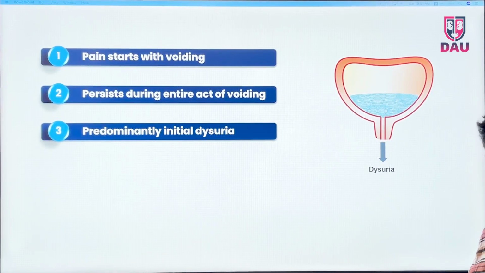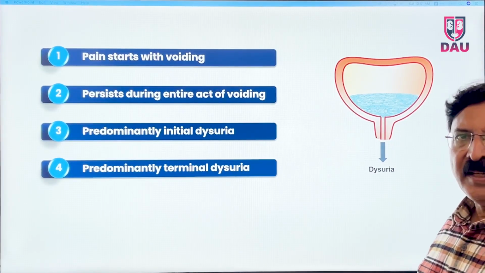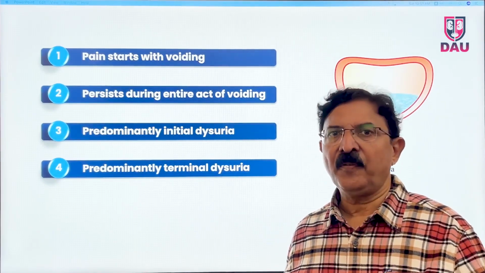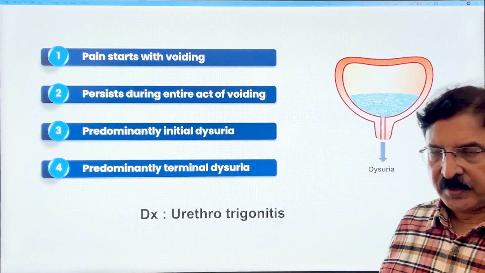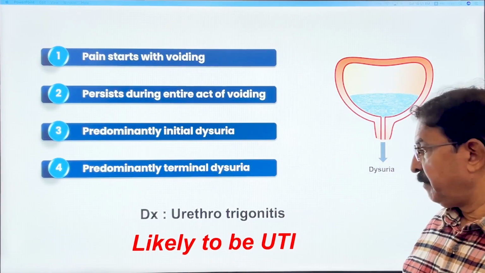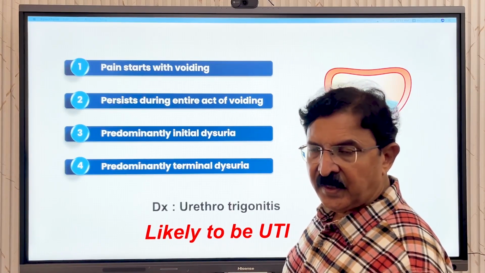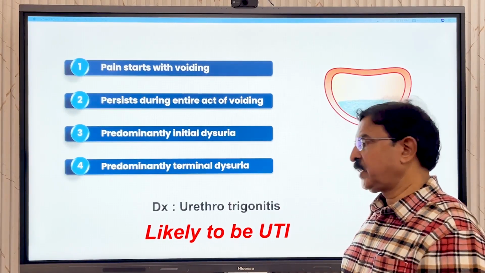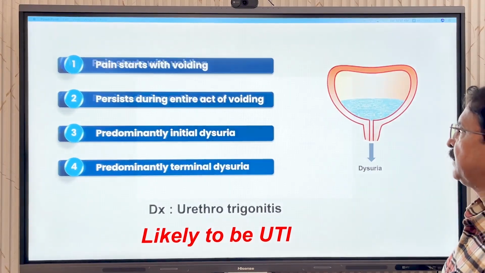Some patients have predominantly initial dysuria, and some patients have predominantly terminal dysuria. Now this initial and terminal is in reference to the duration of the urinary stream. This is because of urethrotrigonitis, and this may be UTI. We'll look into this a little more deeply to say when you think it is likely to be UTI. But this is a group where you can have UTI.